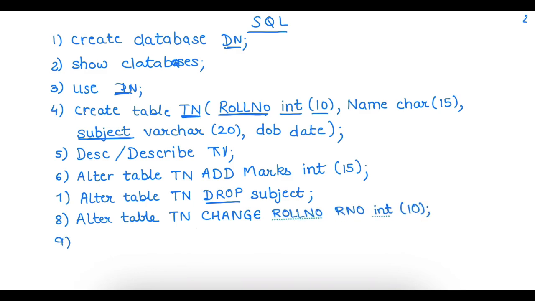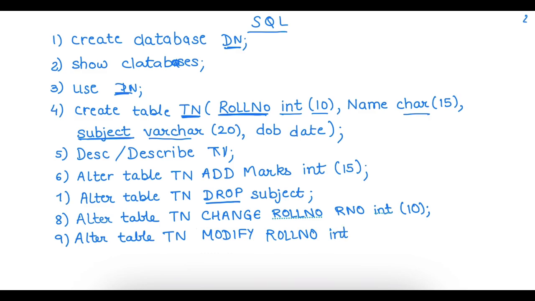Next is, suppose if you want to make this roll number as primary key, or you want to change the data type of this subject, or you want to change the data type of this name column, then we can write here alter table, table name, modify. Suppose I want to make this roll number as my primary key, so modify roll number int 10 primary key semicolon.